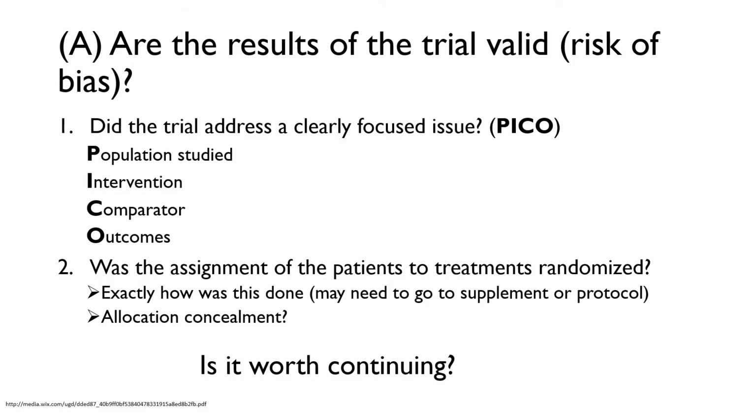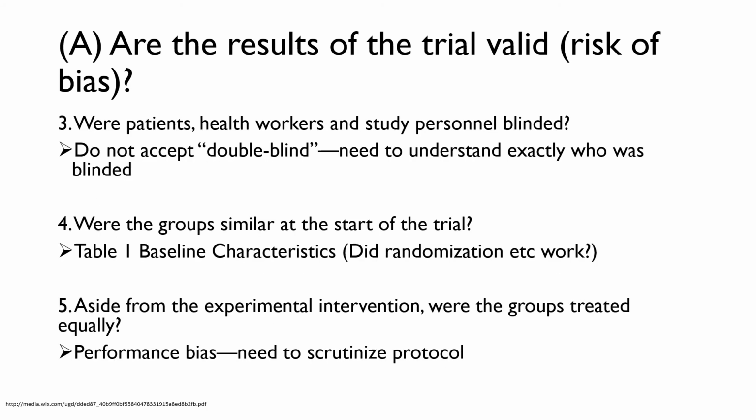So, are the results of the trial valid? There's a risk of bias. Did the trial address a clearly focused issue? When you're generating your trial design, you're going to think about this. Your PICO, your population that you want to study. What's your intervention? What's your comparator? And what are the key outcomes you want to look at? Were they clearly stated? We will clearly state them as we develop our trial. Was the assignment of the patients to treatments randomized? How was this done? How will you want to plan it? Was there allocation concealment? At this point, you say, is it worth continuing?